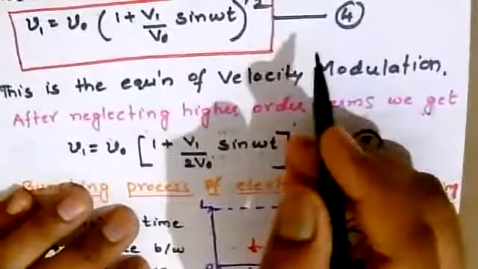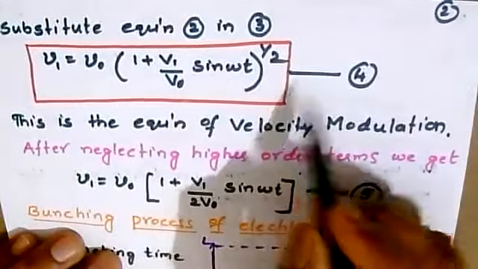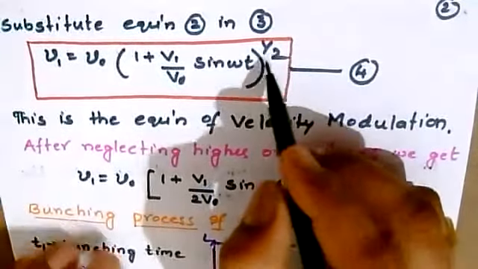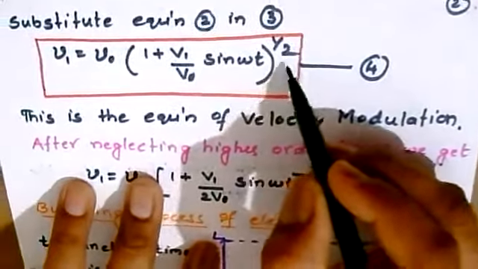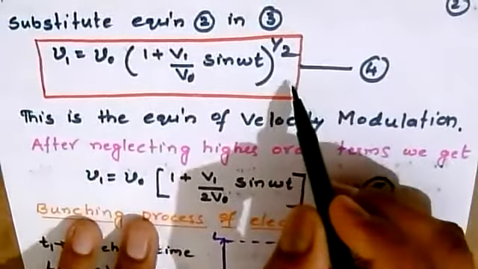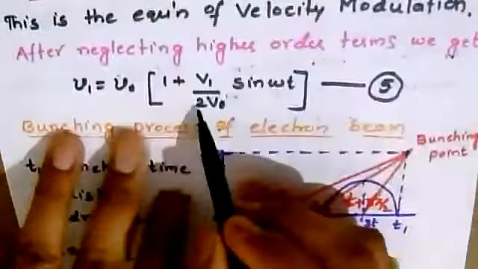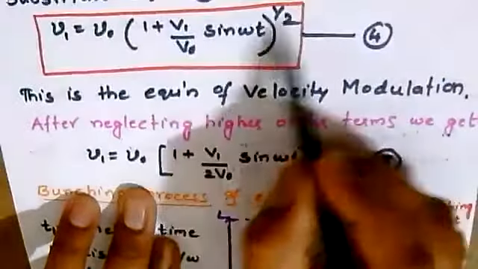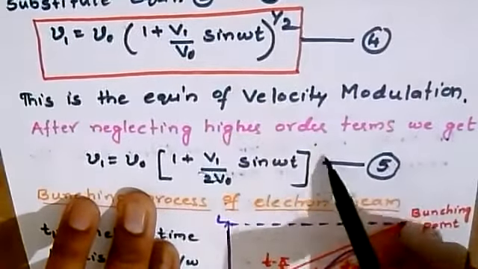Now, we can further simplify this particular equation by expressing it in terms of a Fourier series, expanding that in Fourier series and neglecting higher order terms. We can write once again v1 is equal to v0 times 1 plus, here I am taking 2V0, so 2V0 sin omega t, and the root is gone.